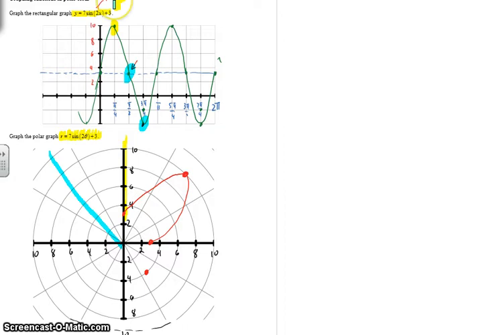So we know that between this point and this point, which corresponds to here and here on the rectangular graph, we hit a distance of 0. That means we have to go through the pole here. And so I'm going from here to here, and I'm going to cross through what we call the pole. We don't call it the origin, we call it the pole. So it's going to kind of go like that.